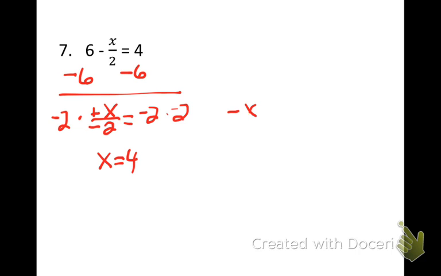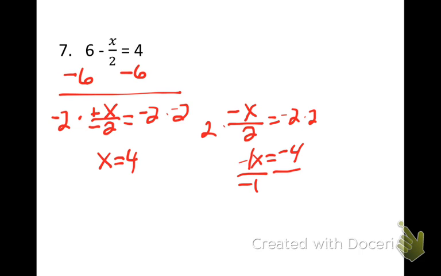If you left the negative sign up above and multiplied both sides by 2, you would get negative x equals negative 4. And then remember, it's like having a negative 1 there, so you would have to divide both sides by negative 1 to get x equals 4. So you can do that problem either way.